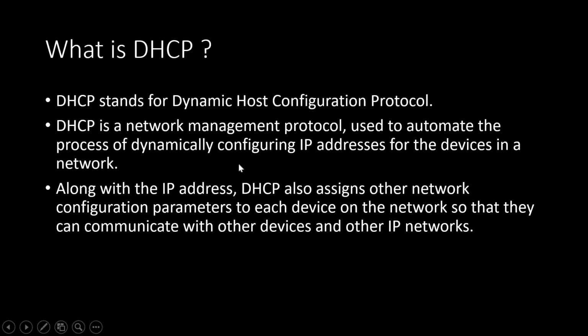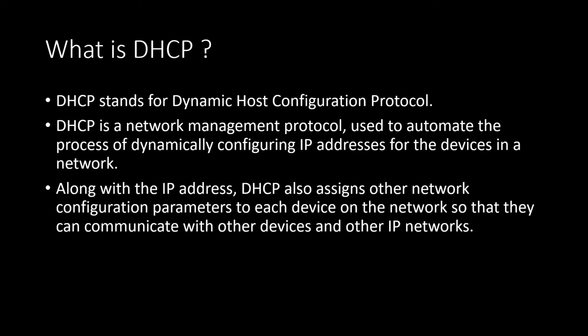So the first question is, what is DHCP? DHCP stands for Dynamic Host Configuration Protocol. So what does it mean? Whenever you create an EC2 machine, a private IP address is allocated to the machine, and maybe a public IP address is also allocated based on your subnet settings. This dynamic allocation of IP addressing is done through DHCP.